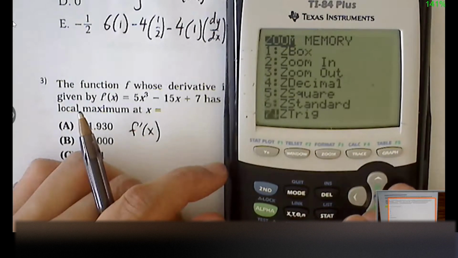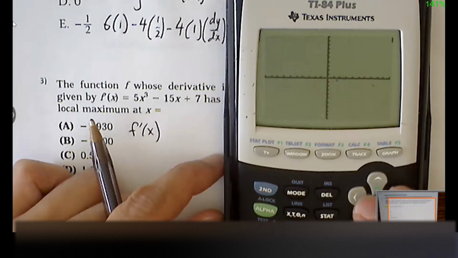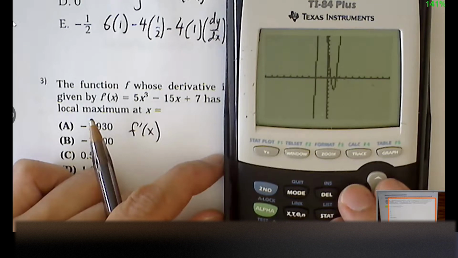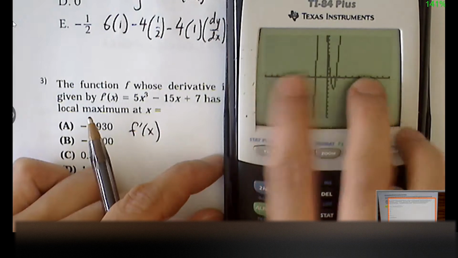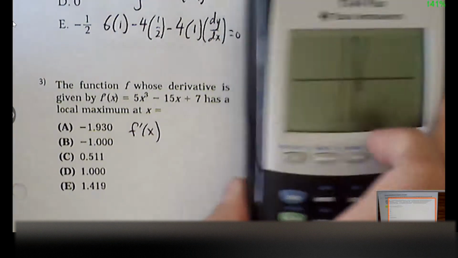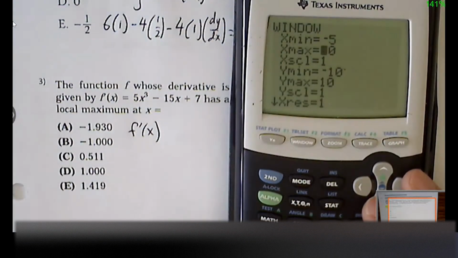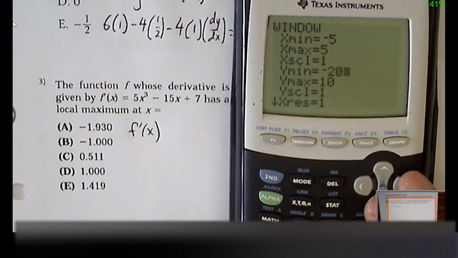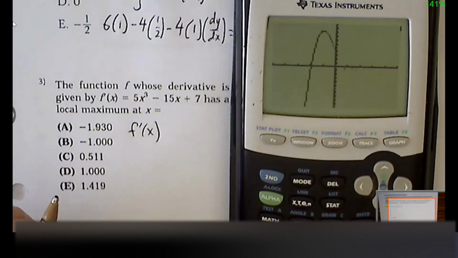Zoom 6 will just get me to a standard window. I'm going to bring in my x values a little bit, and maybe stretch out my y value a little more. I guess this is really kind of preference in terms of how you want to display your graph. Okay, there's my graph.